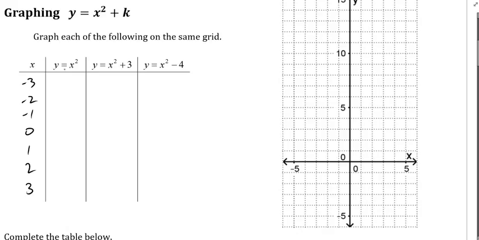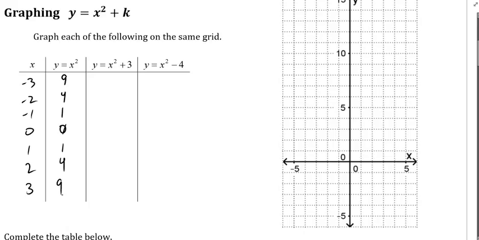I square negative 3, I get 9. Square negative 2, I get 4. Square negative 1, I get 1. And in fact, this is a pattern that you would do well to basically memorize. I mean, it's easy to just square the numbers, but understand that those 7 pairs of numbers are important starting points for what we're trying to do.